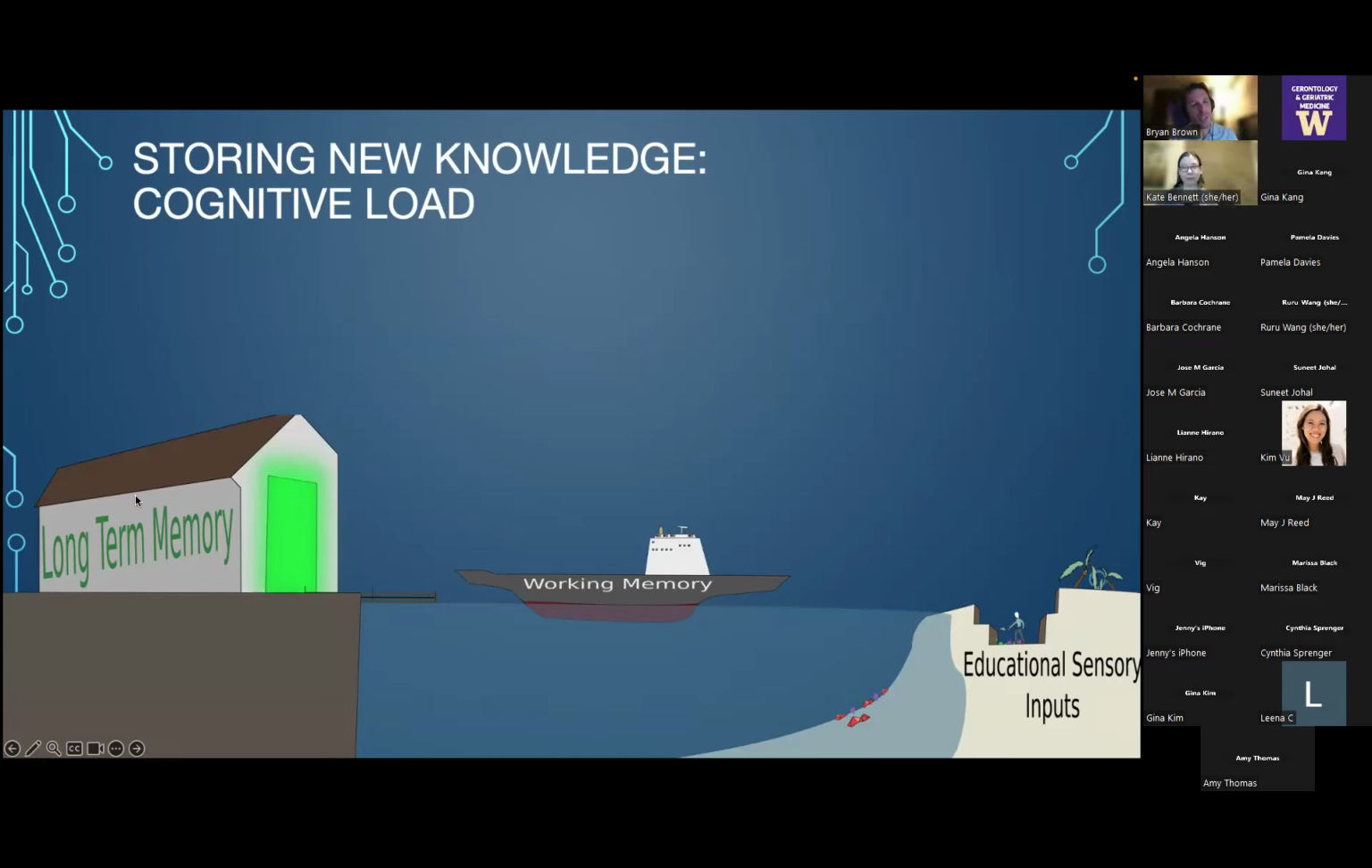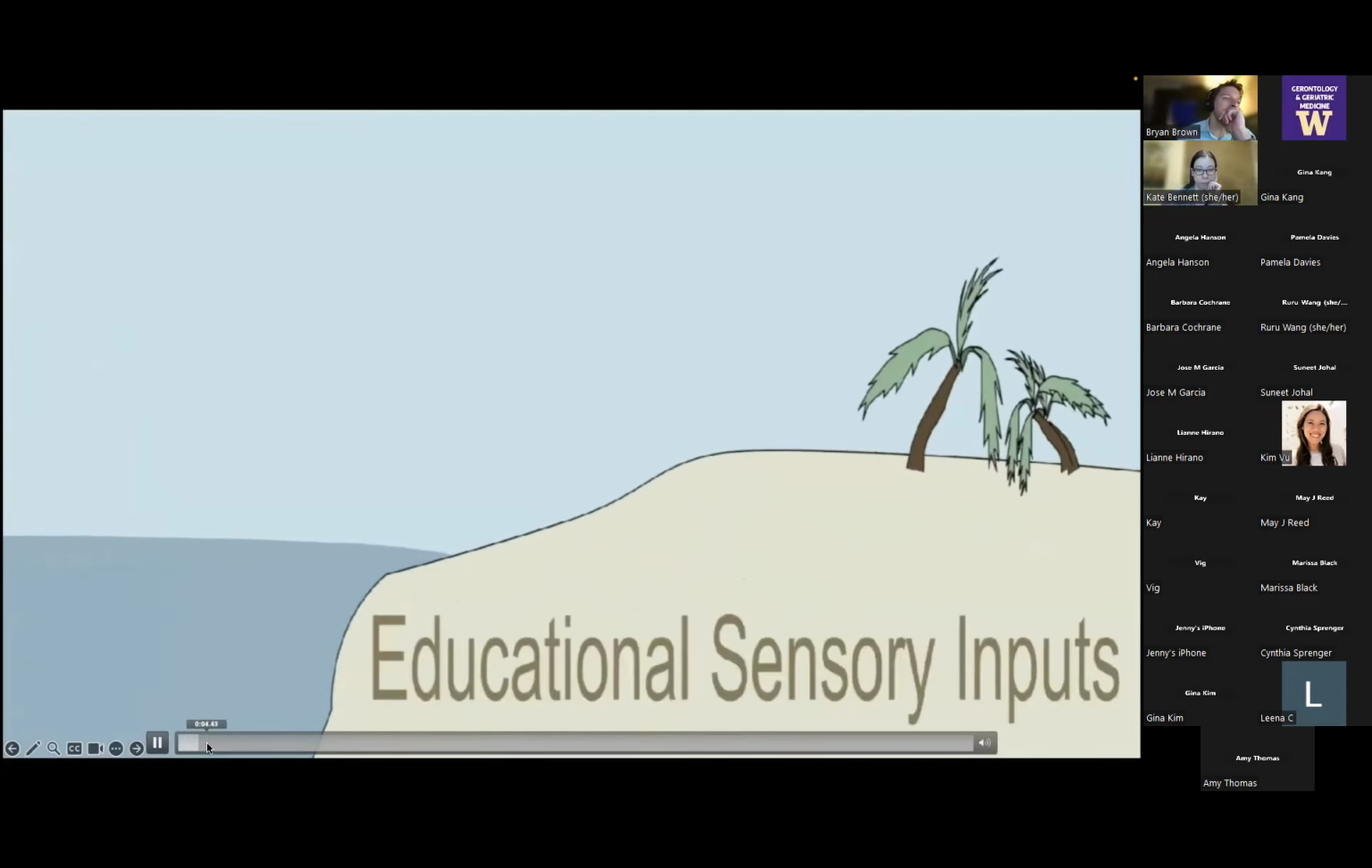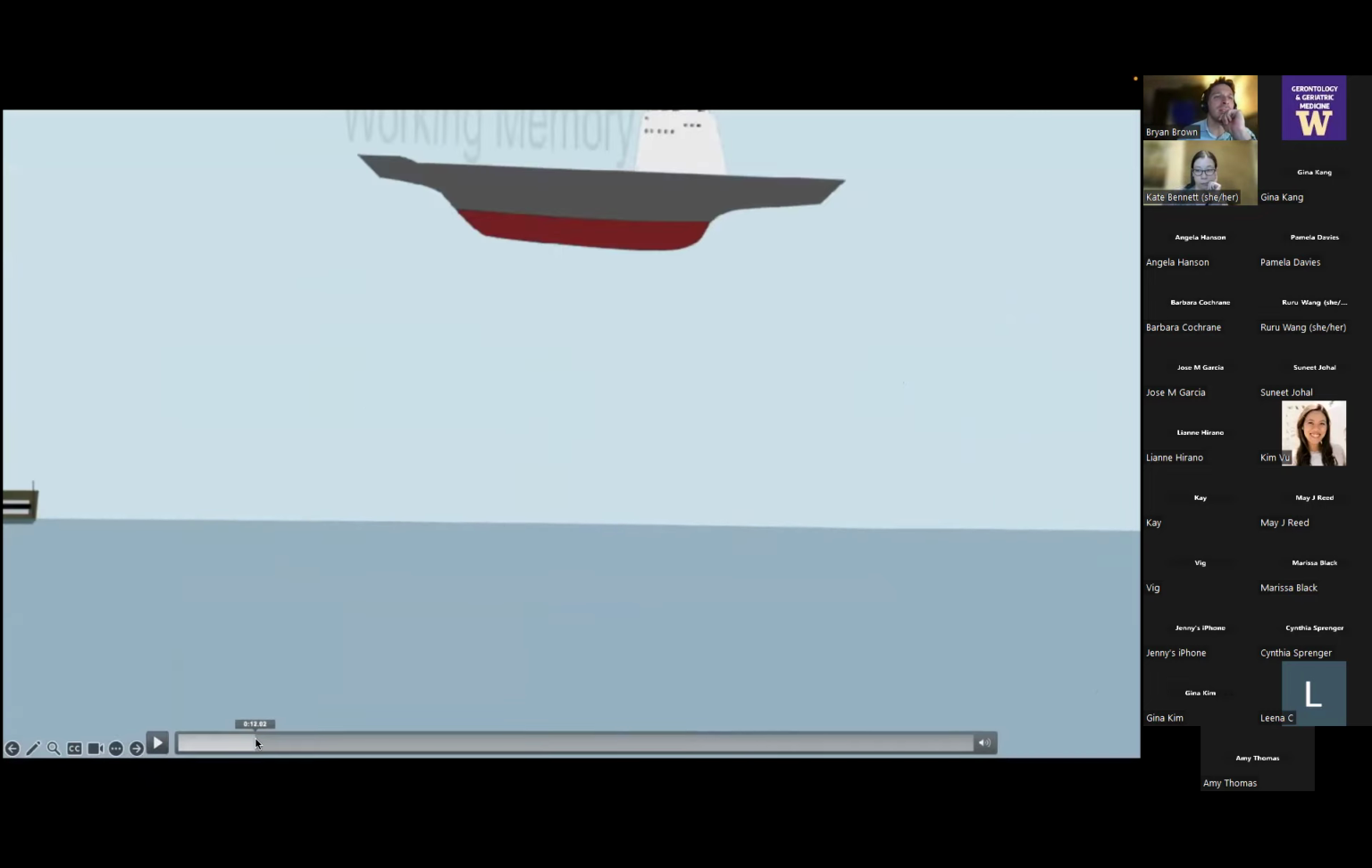All you have to know before I start it is that long-term memory is a big warehouse, working memory is a boat with limited capacity, and our learner is down here on the right trying to dig through the dirt looking for some useful information. So I'll hit play and see if I can still do this. So again, I'll fast forward a little bit. Okay, I'll start from here.